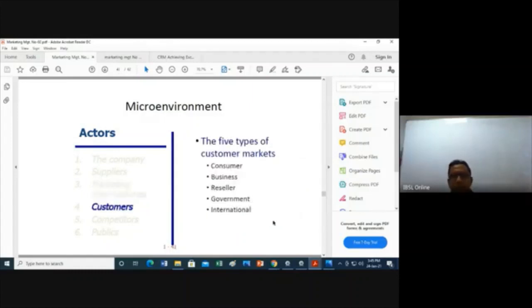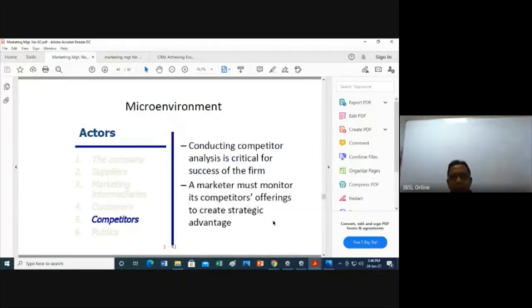Then customers. There are five types of customers, consumers: retail customers, the business, the reseller, the government, international, and so on. Competitors. Conducting competitive analysis is critical for the success of the firm. You should know your competitors. A marketer must monitor its competitors' offerings to create strategic advantage.